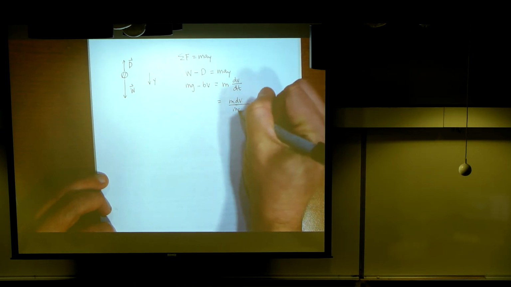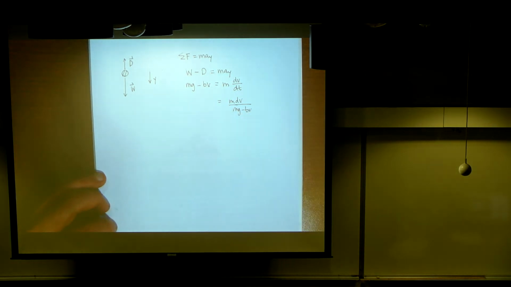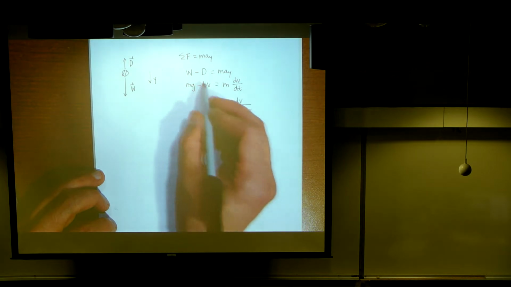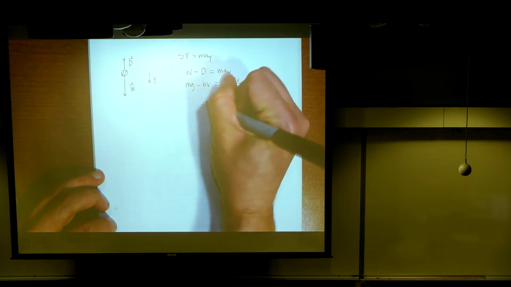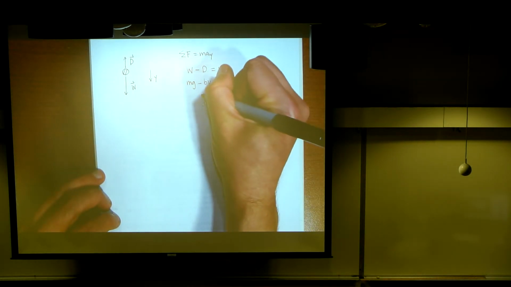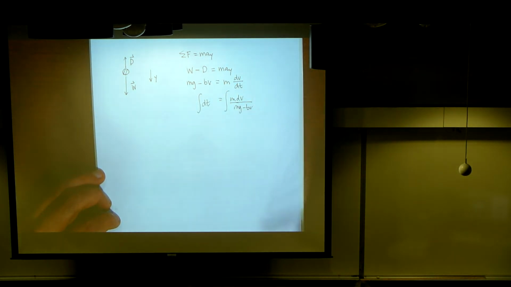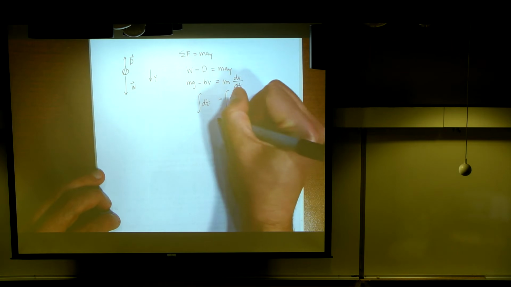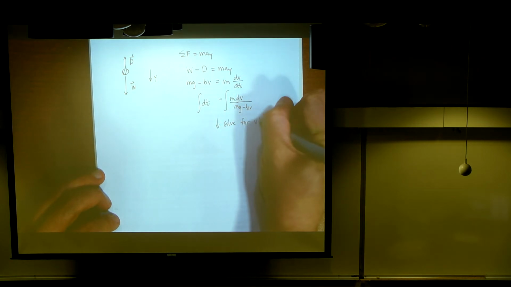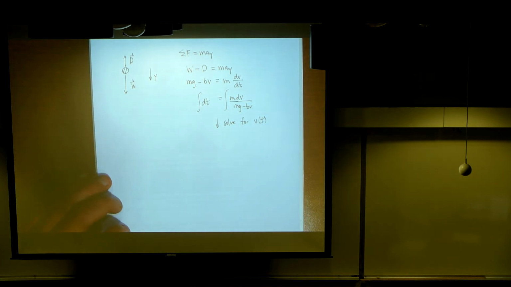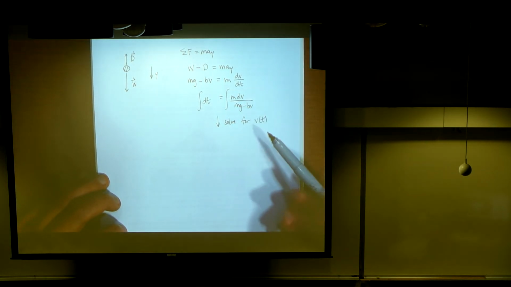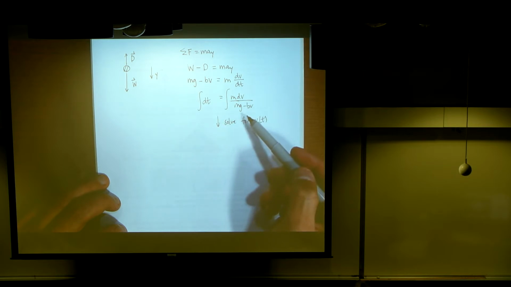So that's mg minus bv on the bottom there. And then I'm going to take this dt and multiply it through on both sides to put it over here. So guess what you can do? You can integrate both sides of this thing. And what you can do is solve for v as a function of time. Right, so I'm not going to go through that because we haven't all taken integral calculus yet.